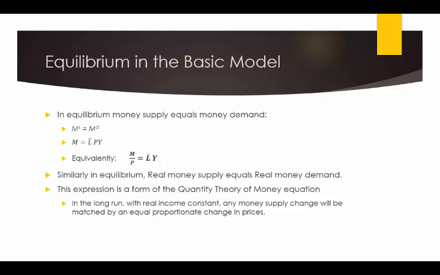The equilibrium condition M over P equals L bar Y is in the form of the quantity theory of money that says here that in the long run, with real incomes being constant, any changes in the money supply will be matched by an equal proportionate change in prices.